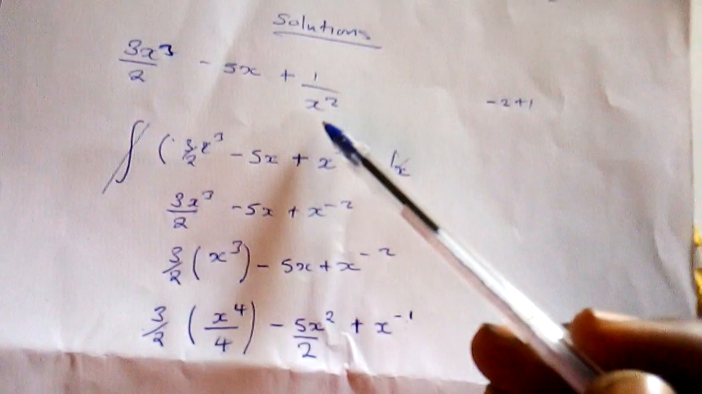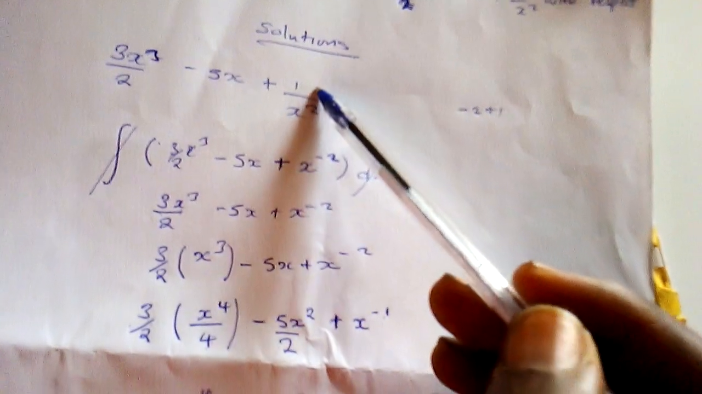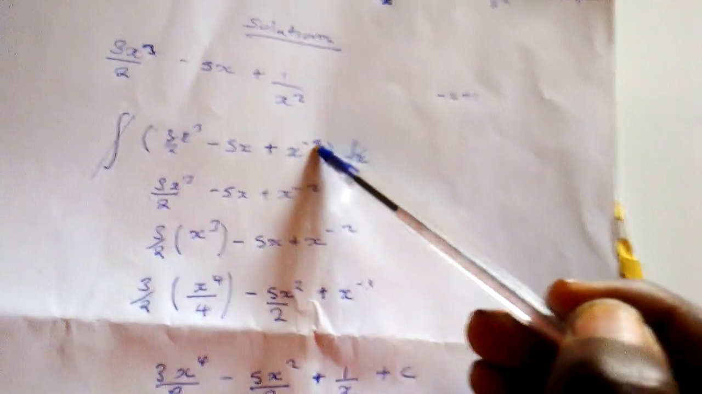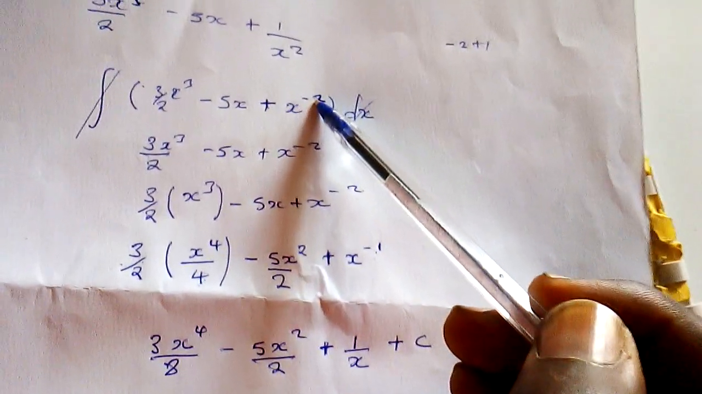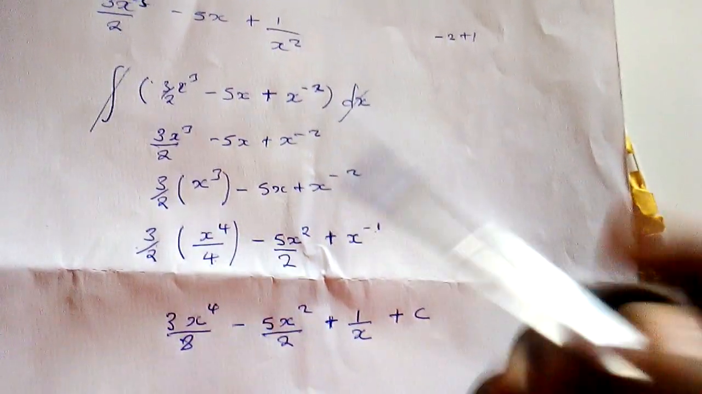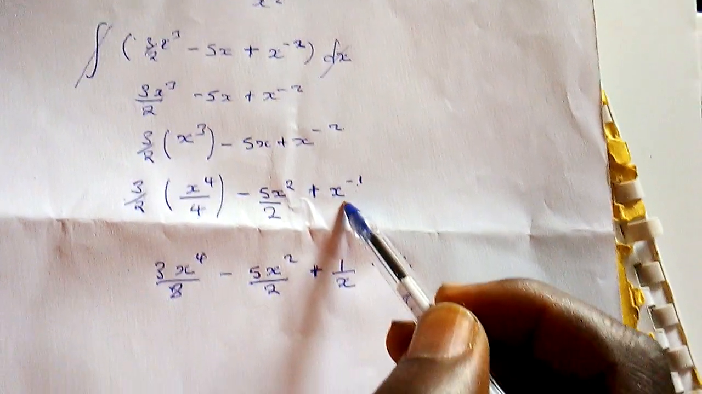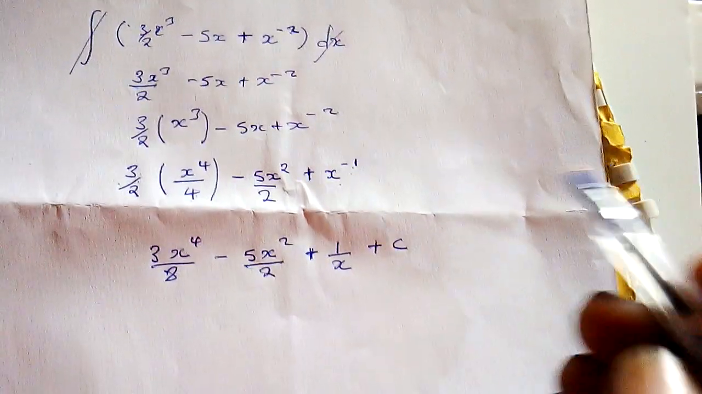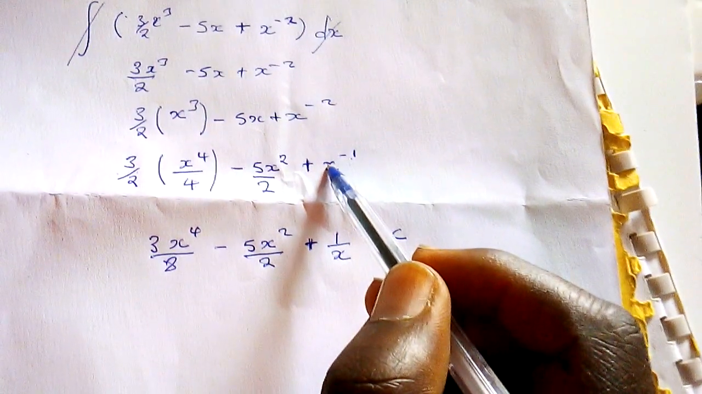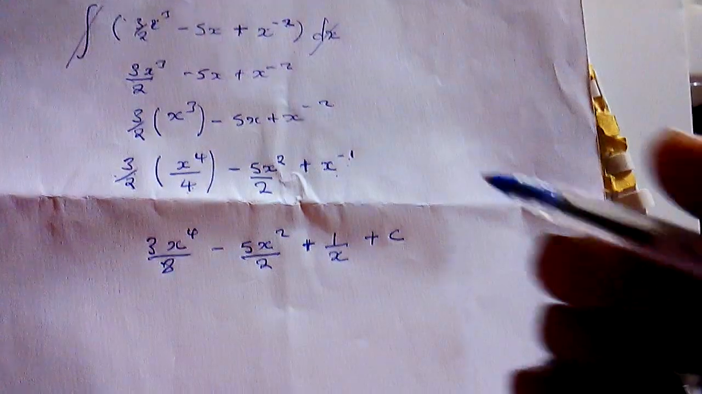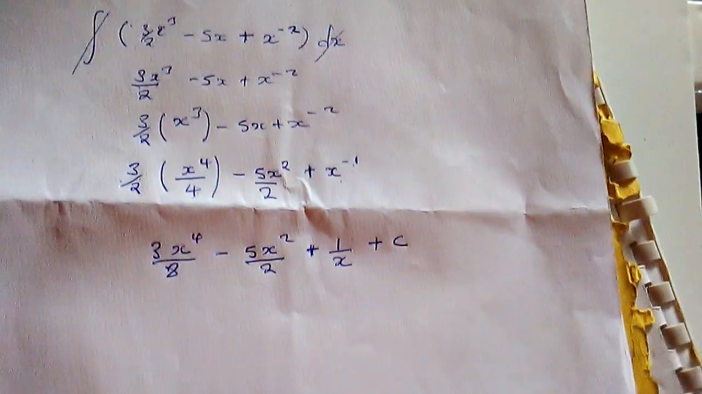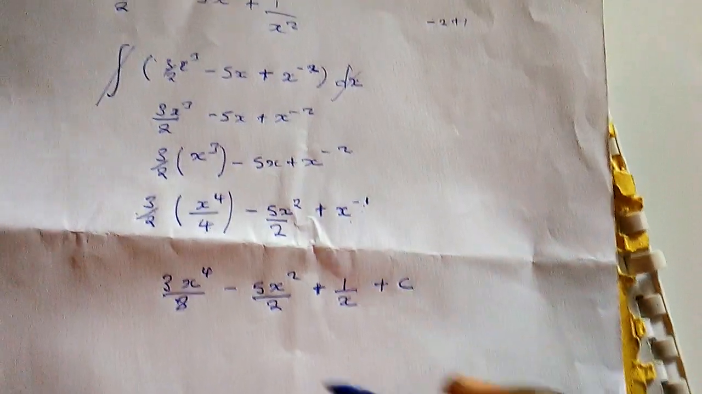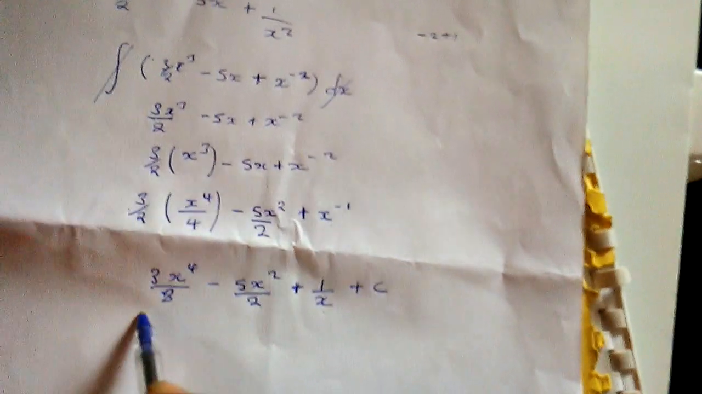So why are we doing this? At first we had 1 over x squared, then we took it on top and it became negative 2. After doing the mathematics, at the end we need to take it back. We can't leave x in a negative form, because a power cannot be negative. It has to go back to where it was. So that's how we have arrived here. So this is our answer.